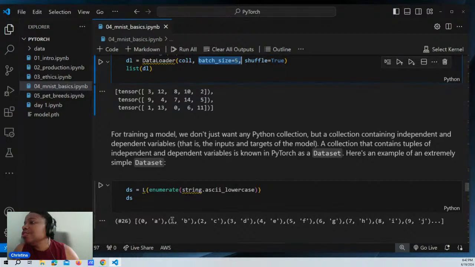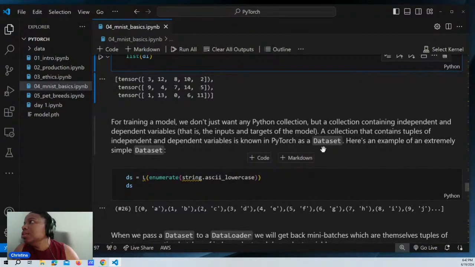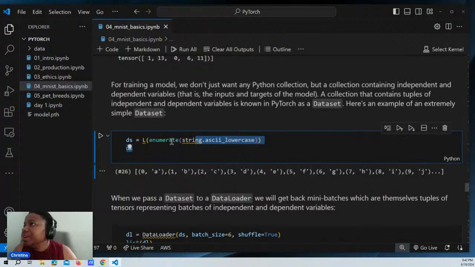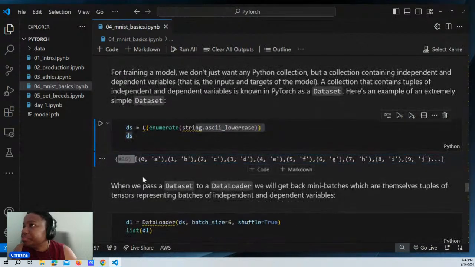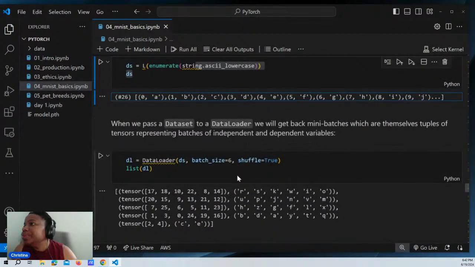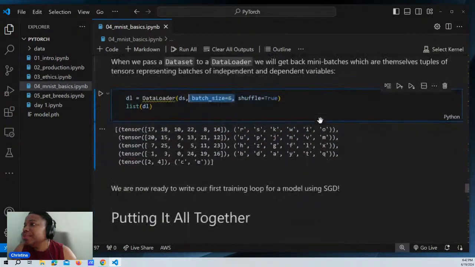This gives us a collection of dependent and independent variables, tuples. This is a data set in tuples of dependent independent variables, and it enumerates the numbers. So from all the letters in lowercase, it assigns each a number. There's a total of 26 values here from 0 to 25. And then if you pass those items, it creates different mini batches. So if they change to size 6, then it shuffles it. These are the batches that we get.